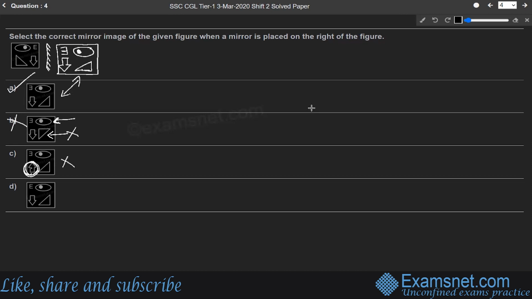Then in last option, the direction of E is not changed. Okay, when we place E in front of mirror, it will be reversed. So this is also wrong. That is why for this question, the correct option is option A here. I hope you are clear with this question.